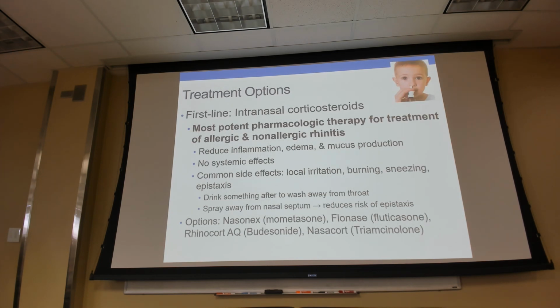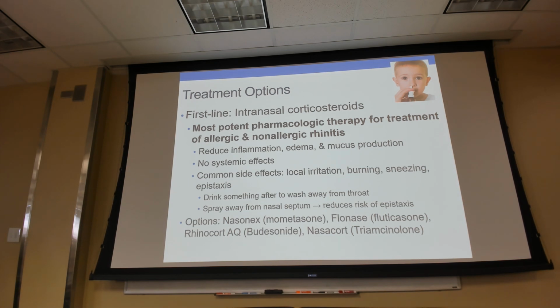So when we think about your early and late phase, this should help make sense why your first line is not the antihistamine. An antihistamine only covers that mast cell degranulation and the early phase response. Your first line treatment is going to be your intranasal corticosteroids, because that is going to help your late phase and all of those components of your immune system that were recruited in your early phase. That's why that is your first line.